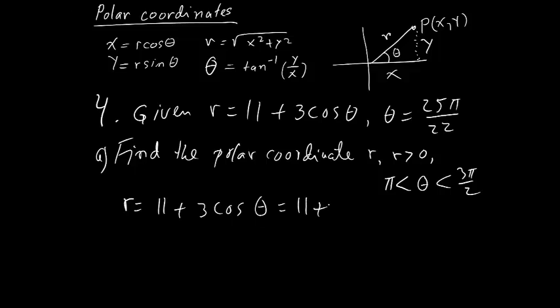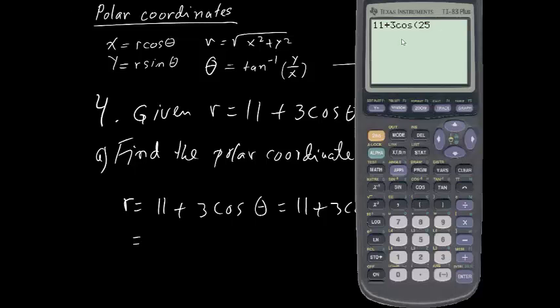This is 11 plus 3 cosine, put your theta, which is 25 pi by 22. My calculator is already in radian mode, 25 pi over 22. So you got r equals 8.27110. Okay, that's your r, and it is positive, so it's fine.